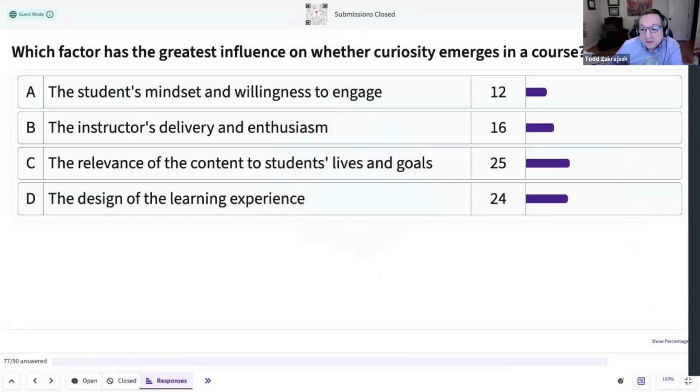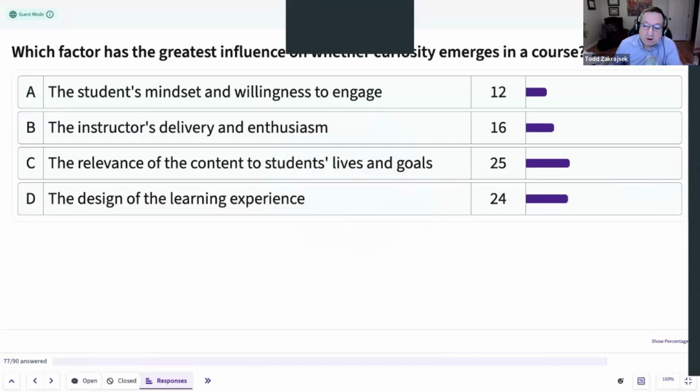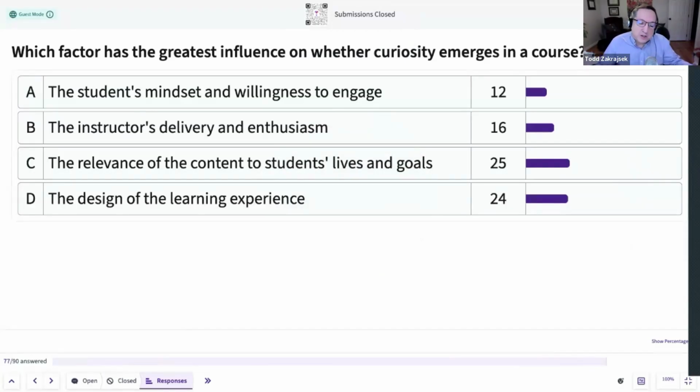I think it's a pretty even distribution because I believe Jacob was the one I saw flying by in the chat who said all of them. And so is this maybe a trick question here?